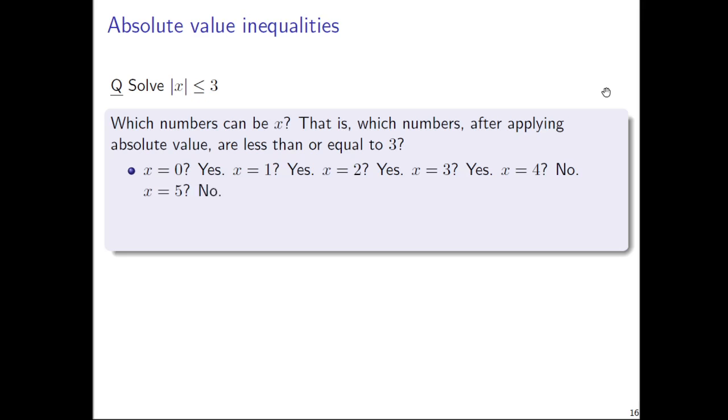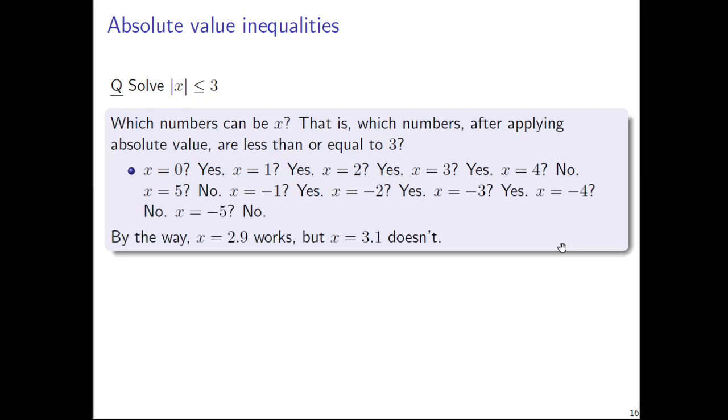Okay, but we started at 0, so let's now move along the left of the number line and check what happens with x equals negative 1. That's fine. Okay, x equals negative 2 is fine. X equals negative 3. Well, if you plug in negative 3 for x, you'll have a negative 3 inside the absolute value, right in here. Then you take the absolute value, and you get the number positive 3, which is still less than or equal to 3. So yeah, that works. X equals negative 4 doesn't work. X equals negative 5 doesn't work. By the way, x equals 2.9 works, x equals 3.1 doesn't work.